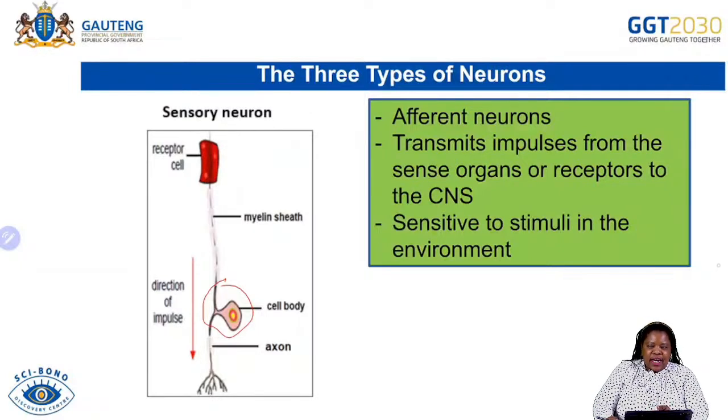So, sensory neuron, remember I spoke about the impulse, the change in the environment. So what we are saying is that the sensory neuron is sensitive to stimuli in the environment. So in the environment, we talk about the stimuli, but what is transmitted is what? The impulse.